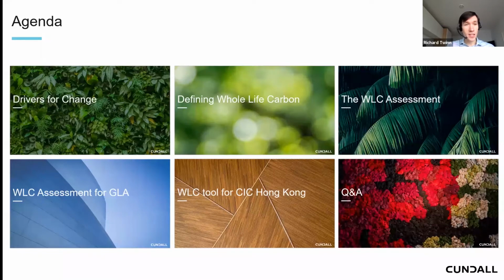First, in terms of the agenda today, I'm going to be talking through some of the drivers for change in terms of climate, and also what exactly it is we mean by whole life carbon. I'm then going to pass over to my colleague Sarah, who's going to be looking at whole life carbon assessments, the basics of those, and then on to my colleague Qian, who will be talking through whole life carbon assessments for the GLA and the tool that we've developed with the Construction Industry Council for Hong Kong. There will be an opportunity for Q&A towards the end of the session, so please do make sure you're putting your questions into the question box.